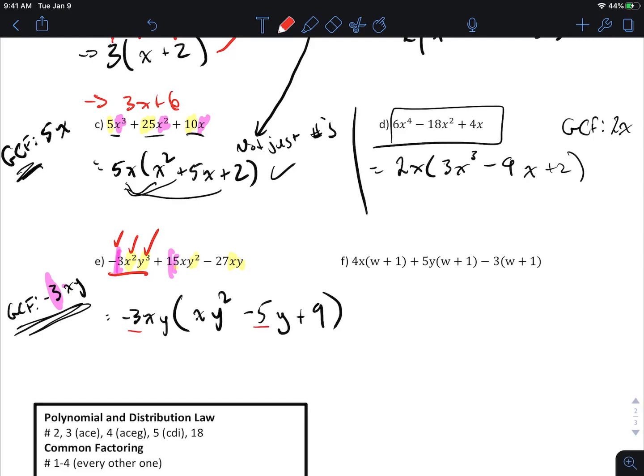Negative 3 times negative 5 should be positive 15. That looks good. X times, well, this, I just need one x there. That's good. And then the y times the y should be y squared. And these do the same thing. This one's easy because I need it to be negative 27. If I check the negative 3 with the positive 9, that gives me negative 27. And then the x, y just come tack themselves onto the ends. Then we're good. Okay? Everybody okay?